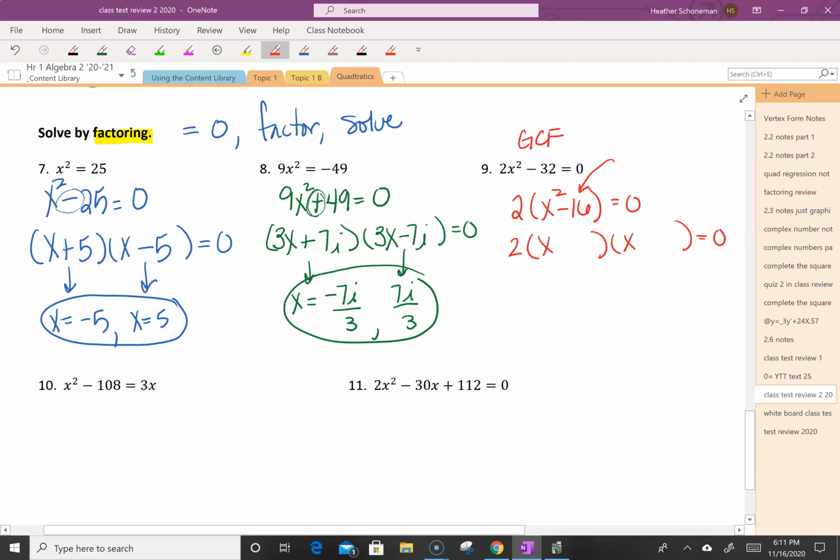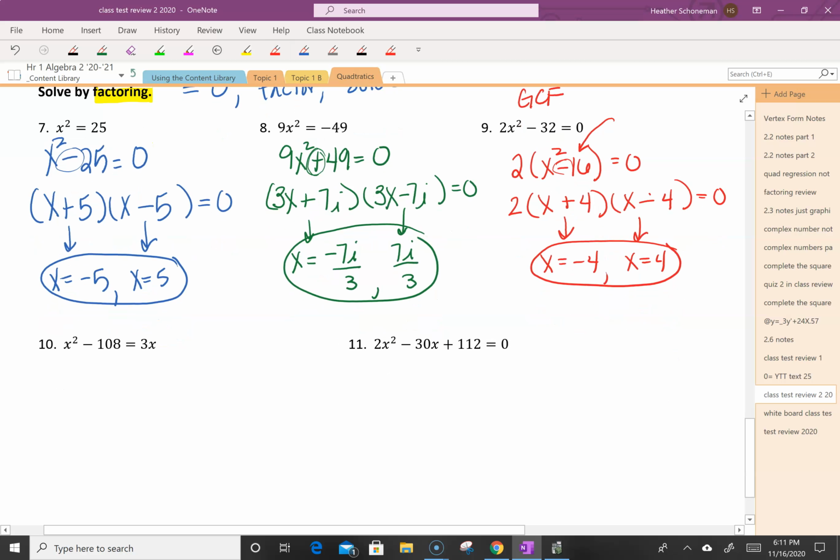So I'm going to go straight to my two parentheses, and the square root of x squared is x. The square root of 16 is 4. One's plus, one's minus. I do not write an i because what I'm factoring is negative. The 2 does not give me a solution. This gives me negative 4, and this gives me positive 4, and I'm done. Okay, number 10. First we have to set it equal to 0.